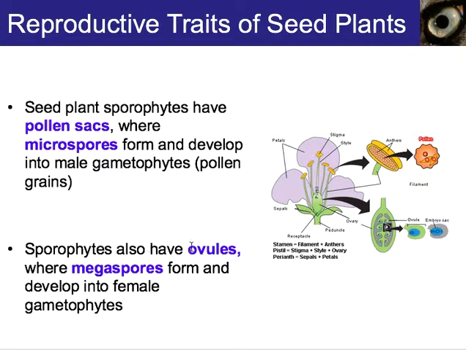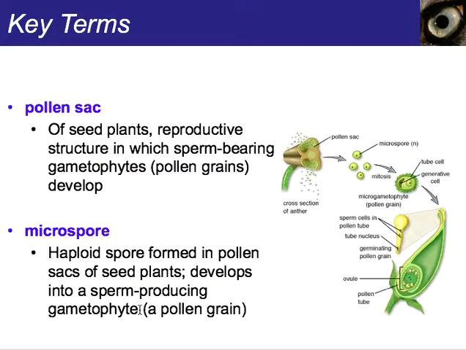These plants also have ovules where megaspores form and develop into female gametophytes. If you think about a female human, we have eggs and ovaries. So think of the ovule as the ovaries, and the megaspores are what are going to become the egg.